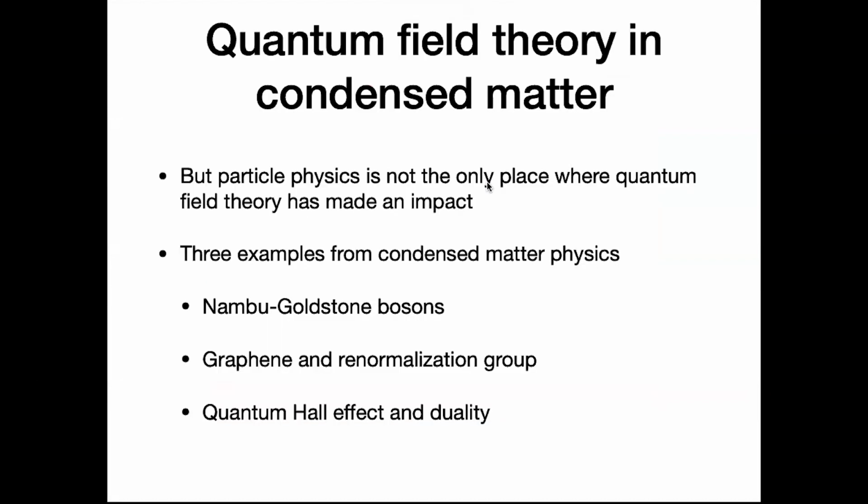But particle physics is not the only place where quantum field theory has made an impact. I'm going to go through three examples of the application of quantum field theory in condensed matter physics. The first example is the description of the so-called Nambu-Goldstone bosons. And then I'm going to tell you about graphene, the physics of graphene, and the use of the renormalization group, which is a technique from quantum field theory. And then, as a third topic, I'm going to very briefly tell you the story of the fractional quantum Hall effect and the use of field theoretic duality in this system.